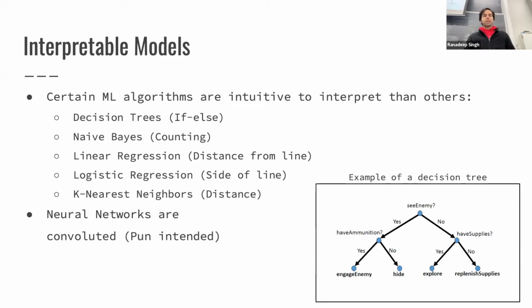Naive Bayes is a counting algorithm. In linear regression, you're seeing distance from the line. In logistic regression, you're classifying a data point based on which side of the line it is on. And k nearest neighbors is again a measure of distance from certain points. So these are very intuitive and these are explainable. But then there are certain networks, especially deep neural networks and deep learning methods. They are very complex and convoluted. So yeah, pun intended, because CNNs.